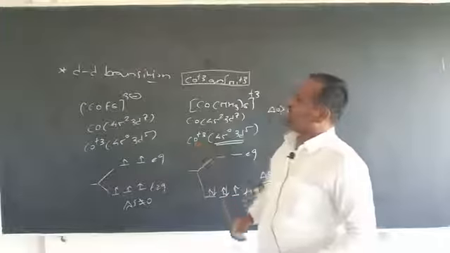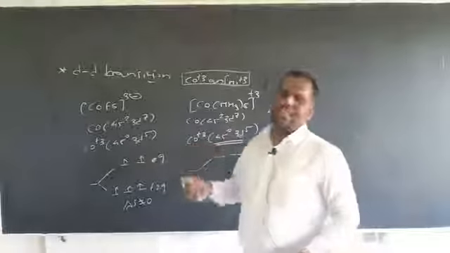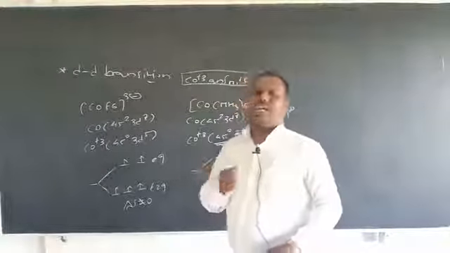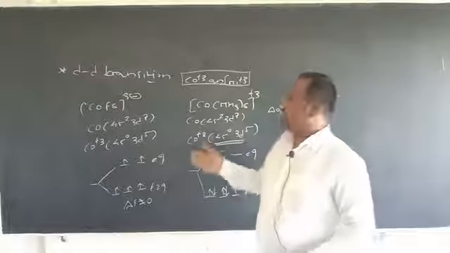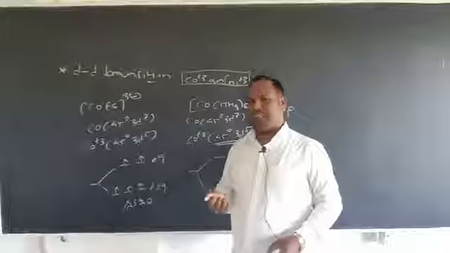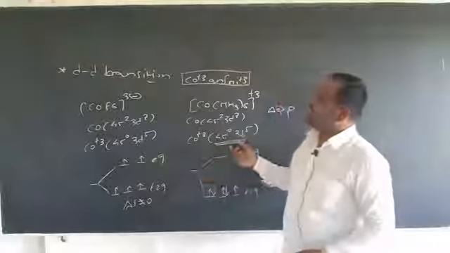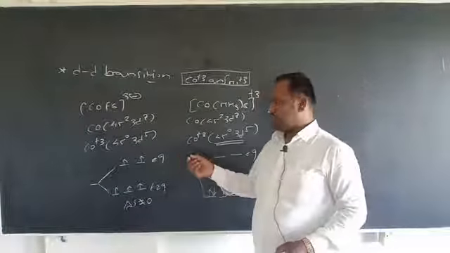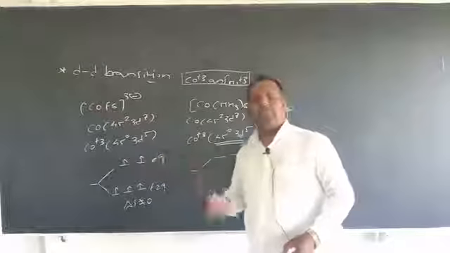So this is regarding the d-d transition. In the next lecture we will discuss the charge transfer transition. What is a charge transfer transition? What are the different types of charge transfer transitions? These d-d transitions and charge transfer transitions also occur by the absorption of light radiation.